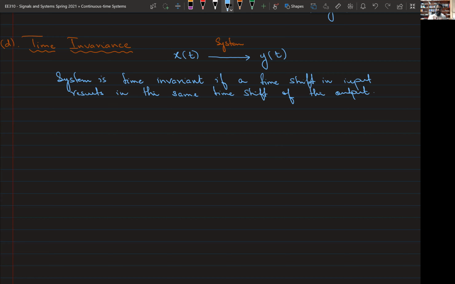In other words, if x of t results in an output y of t, I would expect that the input x of t minus t naught to result, if there's the same system, in an output which is y of t minus t naught. Right? So if I delay the input by t naught, I would expect the output to be delayed by exactly the same amount t naught. And that's a definition of time invariance. And it's a mathematical definition of time invariance, which is consistent with the intuition that I built up, right?